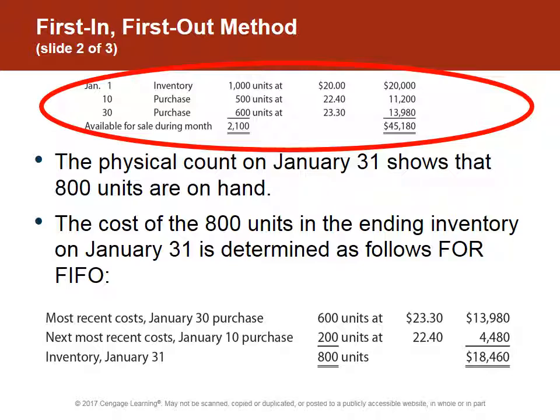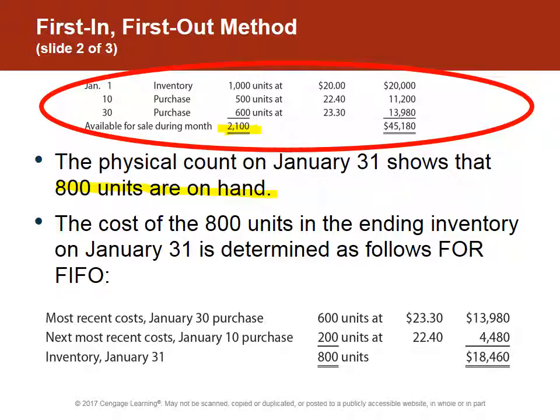And of that 2,100, what we find is that 800 are left over. And that means if 800 are left over, we can do some pretty simple math. I've got to get my calculator out. That's a true confession. I'm not good at math. We can say that if we have 2,100 units available to sell, that means that we have 1,300 sold, 800 left over.